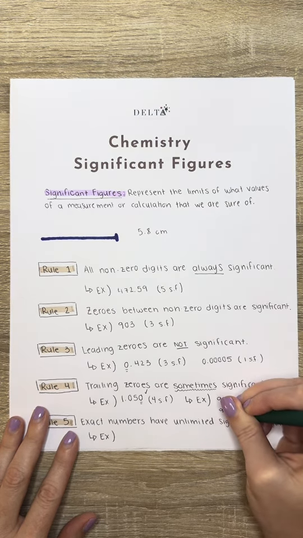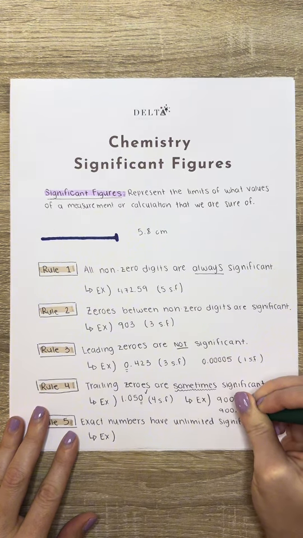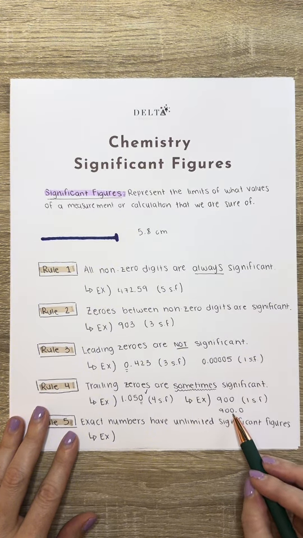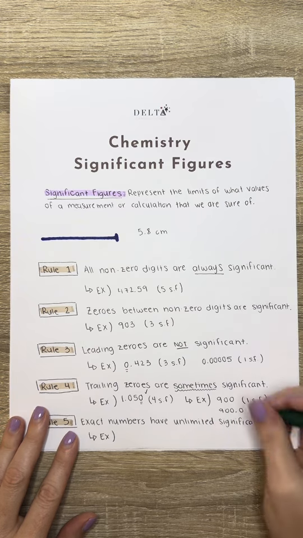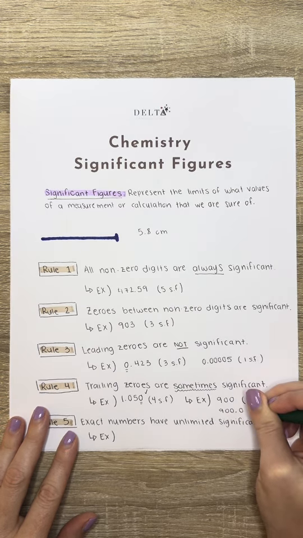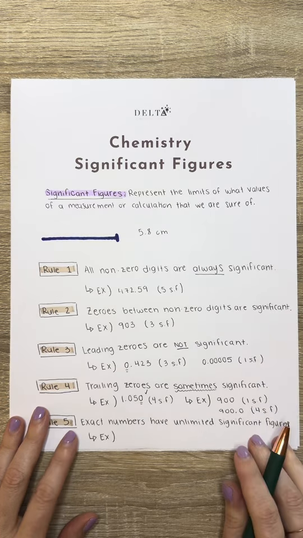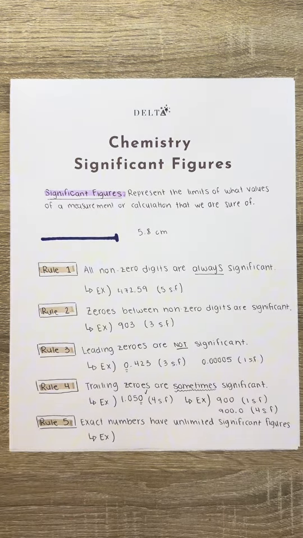However, if I change this value to be 900.0, that 0 to the right of the decimal is going to be significant, and that's going to make the zeros behind the 9 also significant. And that decimal point, that extra 0, is going to make this have a total of 4 significant figures. And so the presence of a decimal point as well as a trailing 0 behind the decimal point will indicate significance.